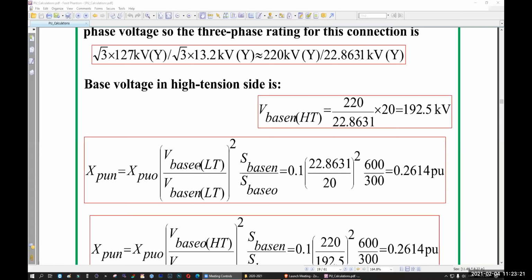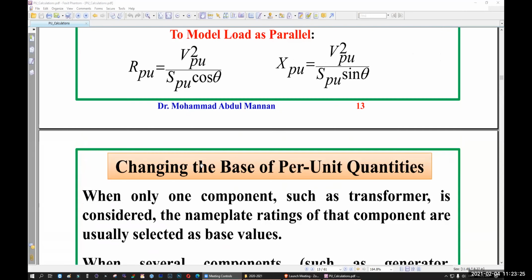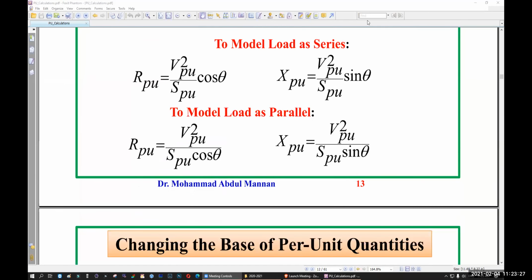Anyone? Load will be different. What was the formula for load? Okay, let me see that. And let me show you that actually. Let's go back. For series load, let's find out the series load first.